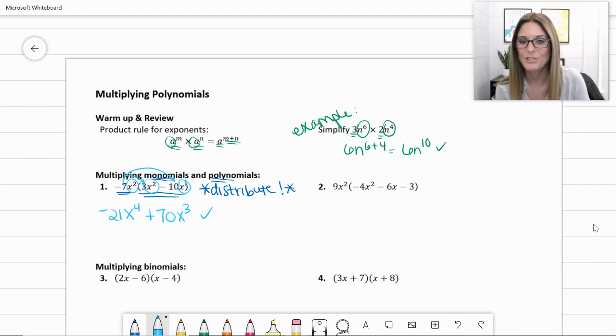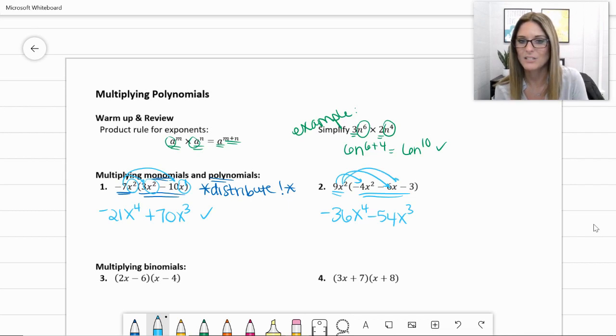Let's do it again with number 2. We have 9x squared, a monomial, times our trinomial here, negative 4x squared minus 6x minus 3. Using distributive property, I'm going to get negative 36x to the 4th. Add those exponents. The second term, 9 times negative 6 is negative 54. X squared times the x adds up to give us x cubed.